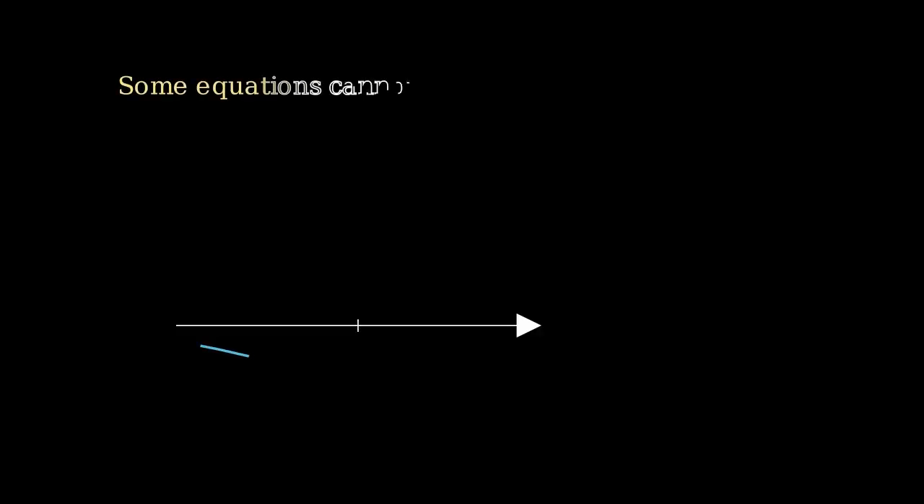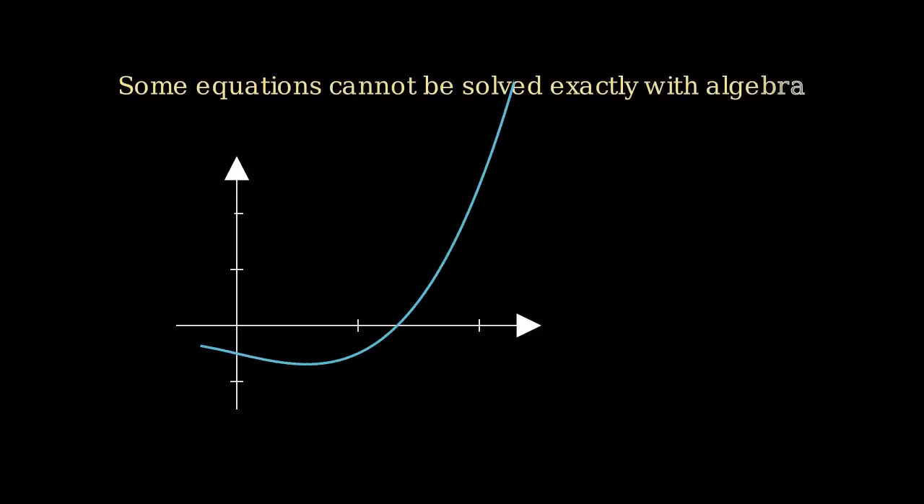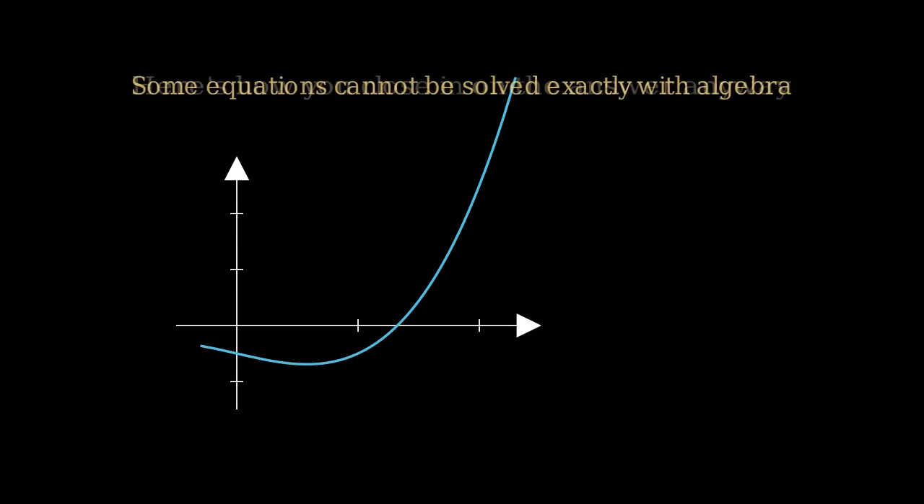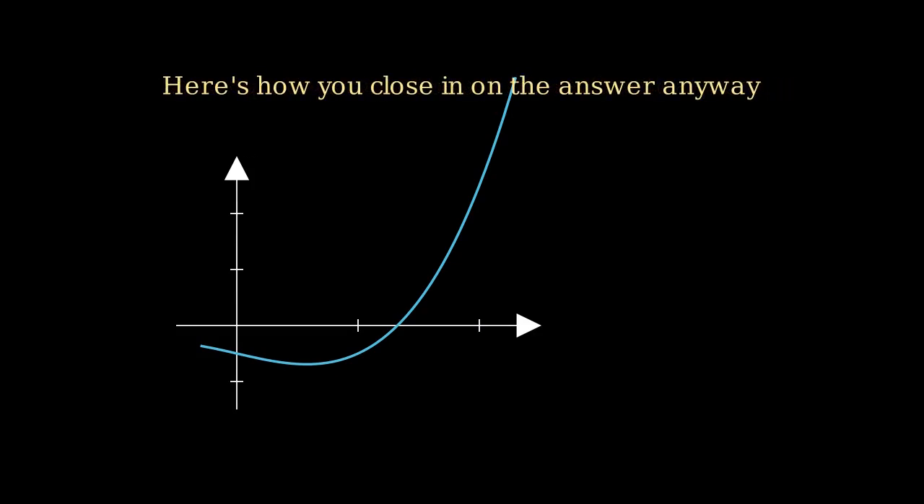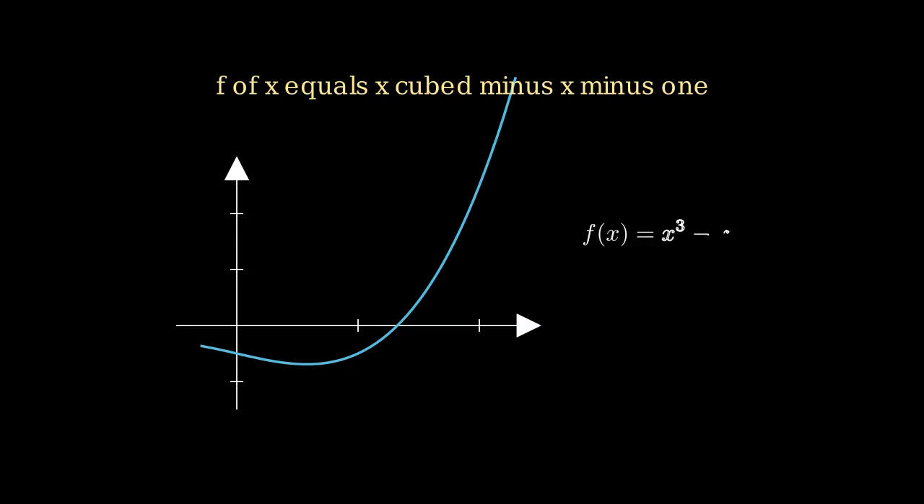Some equations cannot be solved exactly with algebra. This is how you close in on the answer anyway, and already on screen is a curve that no amount of rearranging will ever solve cleanly. Here is that function, f of x equals x cubed minus x minus 1.